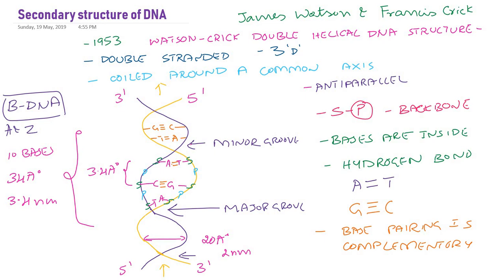It is called Chargaff's rule. So I will draw here a double stranded DNA. So this is A, this is C, G, this is C, this is T. So A always base pairs with T, G always base pairs with C, C always base pairs with G, T always base pairs with A. So the number of hydrogen bonds here between A and T is only 2. Between G and C there are 3.